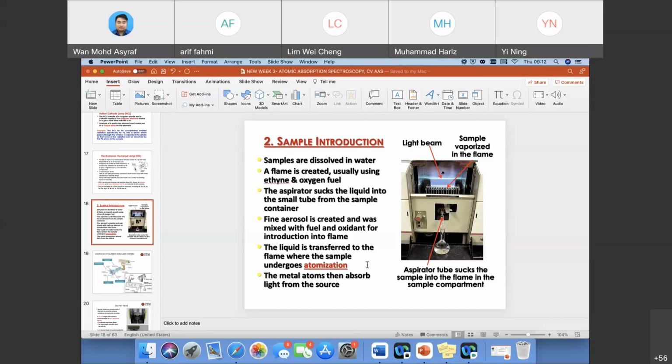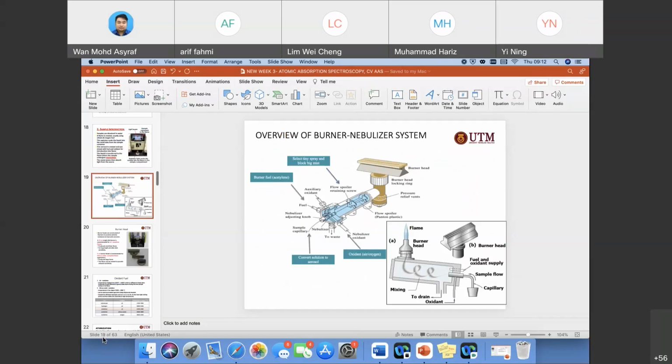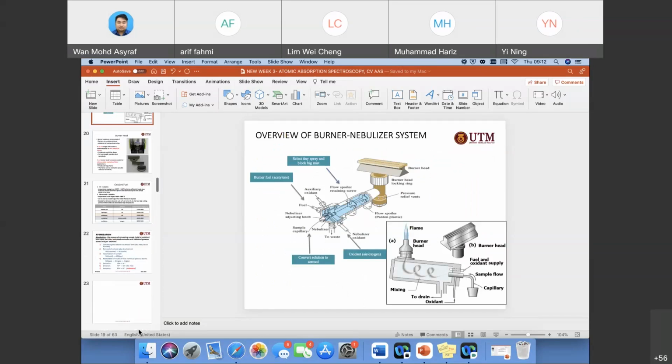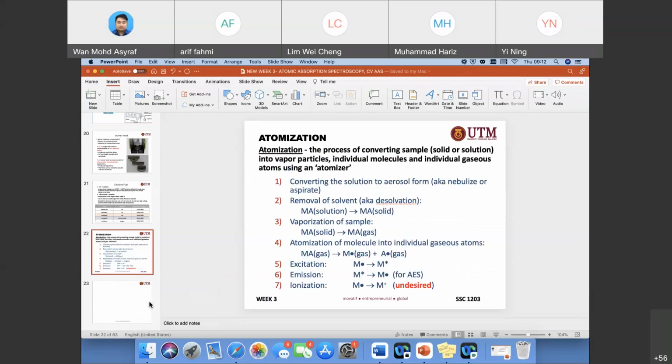All right. In the flame, you will have the atomization process. Okay. So you need to know about the atomization process, from the aspiration, the first part. After it's been aspirated into the atomizer, the solution needs to be converted into aerosol, and then we remove the solvent, and then we vaporize the sample. So all of this atomization process you need to know by heart.